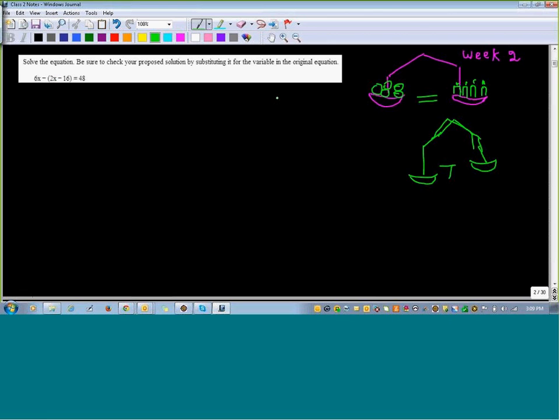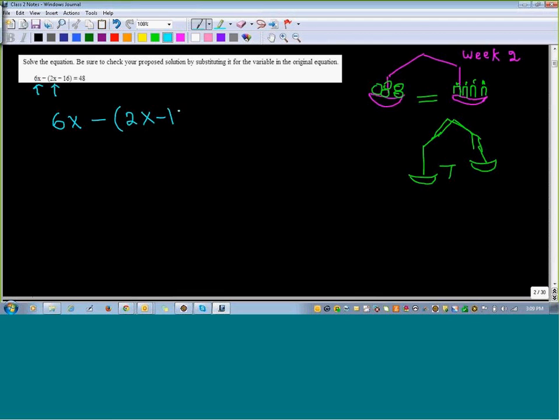Now, what does it mean to solve an equation? Solving an equation means choosing the solution that will make the equation true, right? In this case, we need to find the x that I would plug back into the equation here and there, and after all the simplification, everything will equal 48. So we need to solve for that variable. So distribute first.